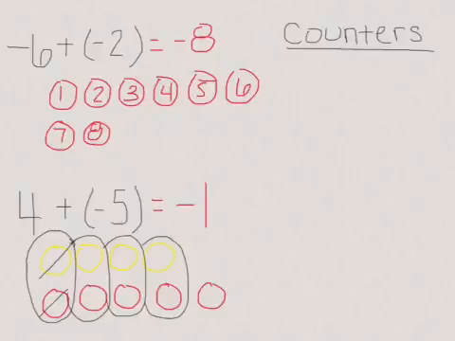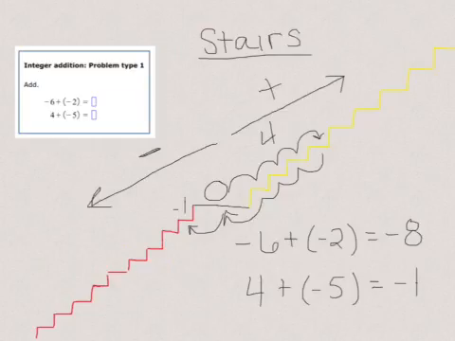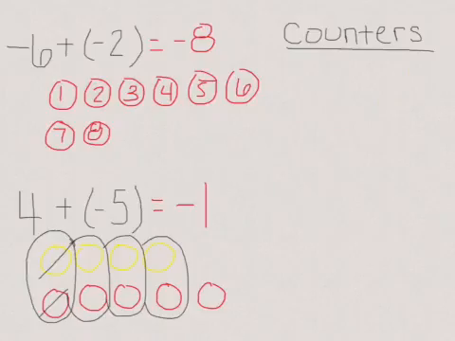Right? This concept of making the 0 pairs is the same concept as if we were traveling back down the steps. How many steps do I need to travel to get back to 0, or where we started? And so hopefully with either the counters or the stairs, it begins to develop that understanding that 4 and negative 4 are what we call additive inverses.